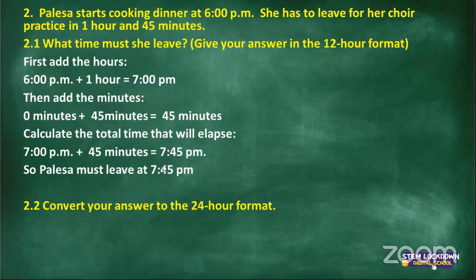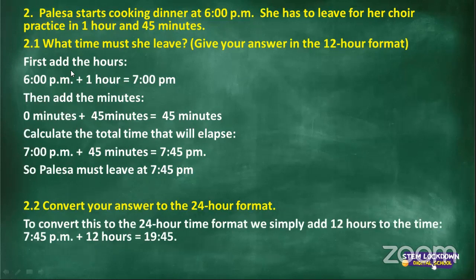Palisa must leave the house at 7:45 p.m. It's very important to note also, they asked what time must she leave. So it's important that after your calculations, you put the statement there that she must leave at 7:45. That's when you are giving them the answer they asked for. You've shown them how you got to the answer, then you answer the question that was asked.